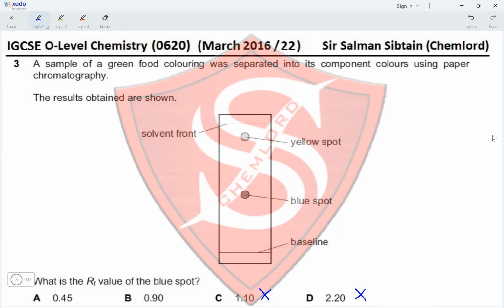So blue travels half the distance of the paper. So its RF value should be close to 0.5. So the options are 0.45 and 0.9. So 0.9 is the distance traveled by the yellow spot, and 0.45 is the distance traveled by the blue spot. And the question is, what is the RF value of the blue spot? So the answer is 0.45, making option A the correct option for this question.